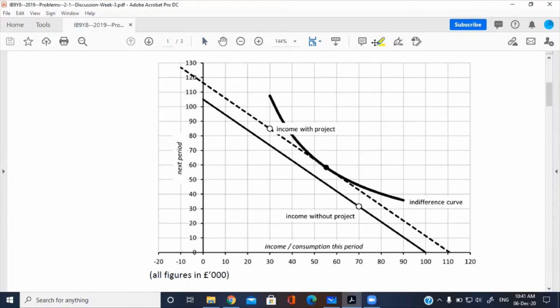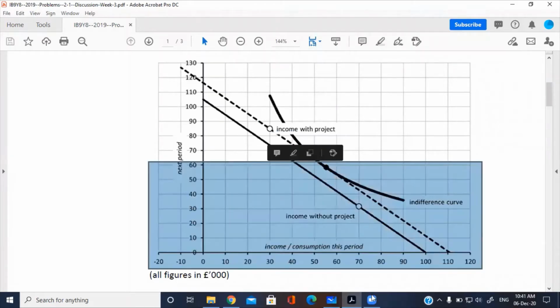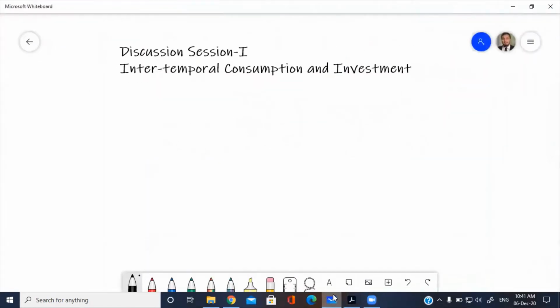I don't know whether I can draw here. Okay, let me draw here. Okay. If you have the indifference curve here, I apologize for my poor drawing.